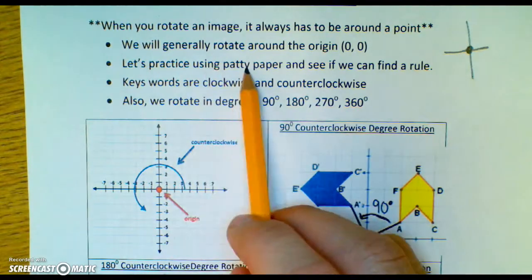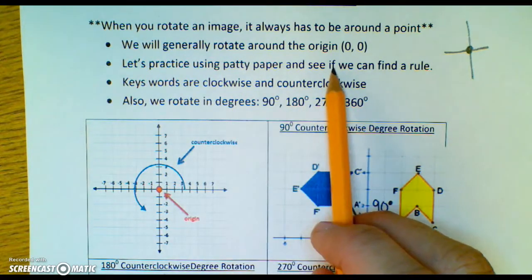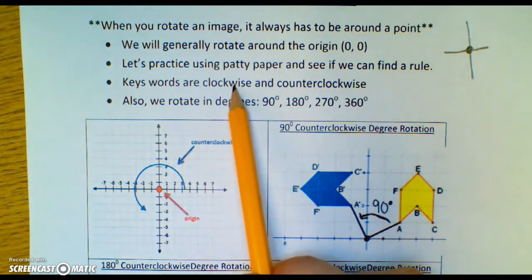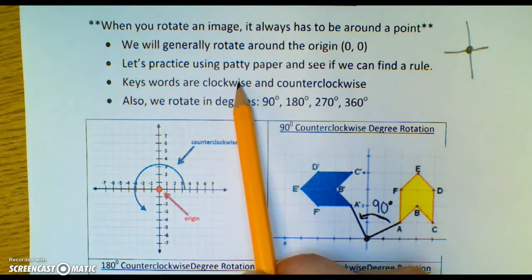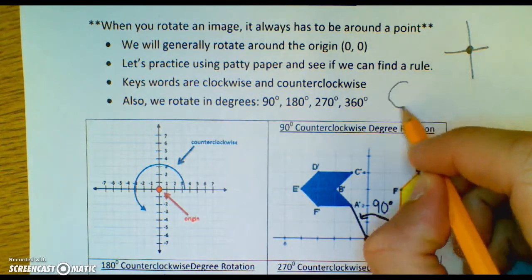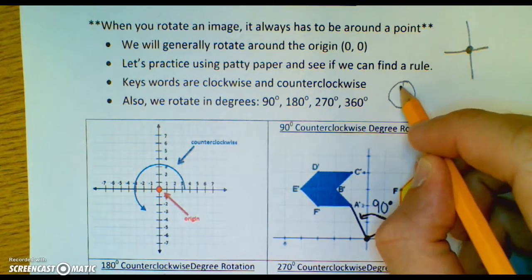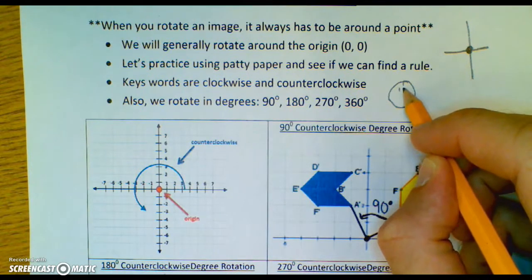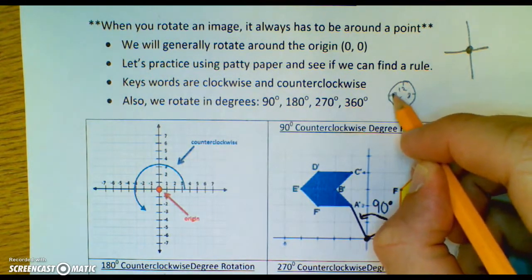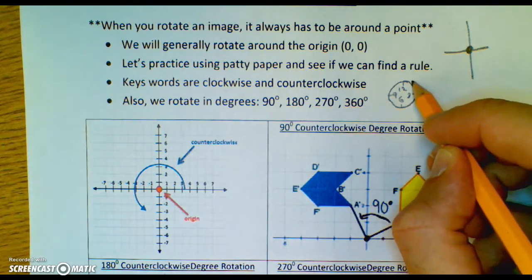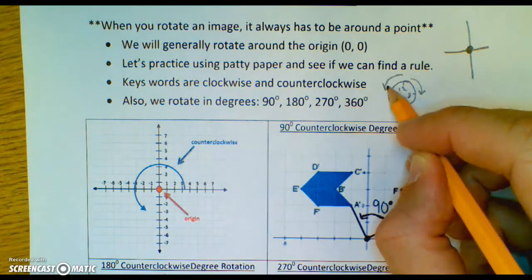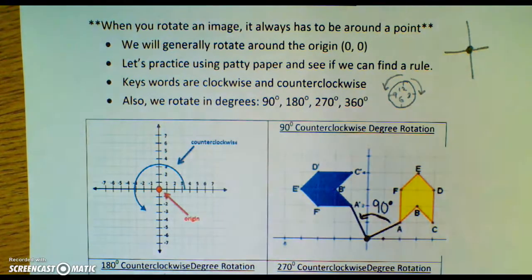We're going to use patty paper first, and then as we work on this, we'll see if there's a rule that works with rotations. Keywords to know is that when you rotate, you move clockwise or counterclockwise. So think of a clock. There's the 12, 3, 6, and 9. Clockwise is when you're going this way, the normal way. Counterclockwise is when you go backwards, so when you're going to the left.